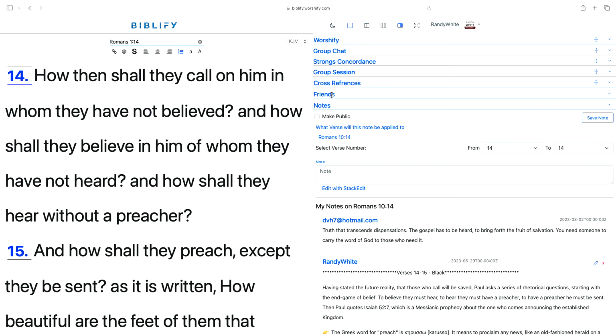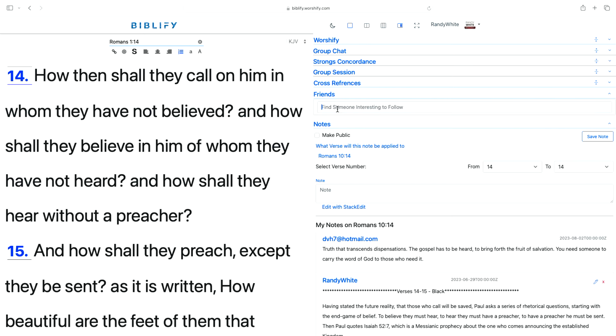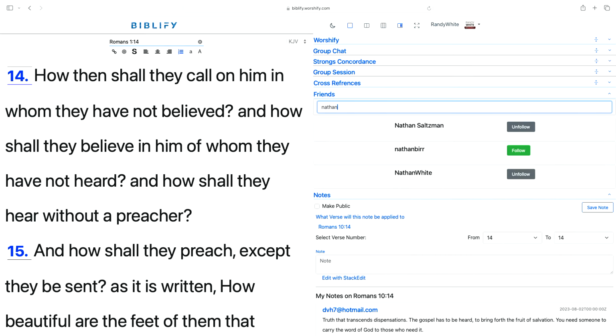Now, you follow friends with the tab right there. Just click on that. Find someone interesting like Manuel, who is not there, but Nathan would be there. There you can go. I think I'll follow Nathan Burr right there. He wrote that nice little book called Rights or Wrong, about the Declaration of Independence. He compared the Declaration of Independence to the Word of God. It's very interesting. So that was the short answer for that question.